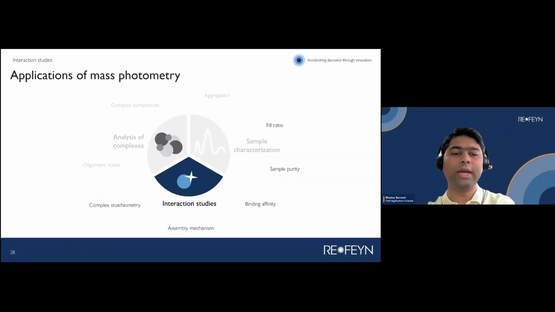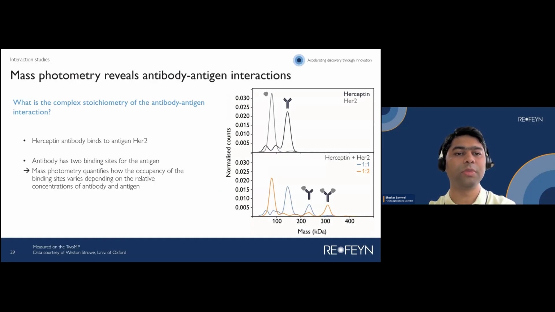Moving on, we will be looking at some examples from interaction studies and try to understand how it can help in complex stoichiometry and understanding the binding affinity. So here, what you see is a Herceptin molecule and HER2 antigen, which have been run alone in mass photometry. So this is the HER2 antigen, and this is the Herceptin antibody. When they were mixed in 1:1 molar ratio, what you see here is a complex of 1:1 stoichiometry with very little of 1:2, if it is there.